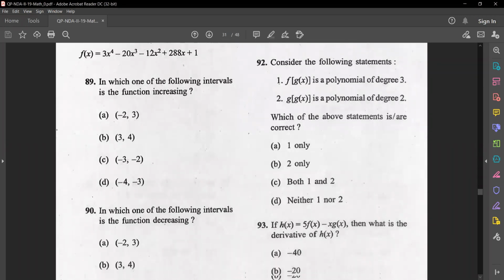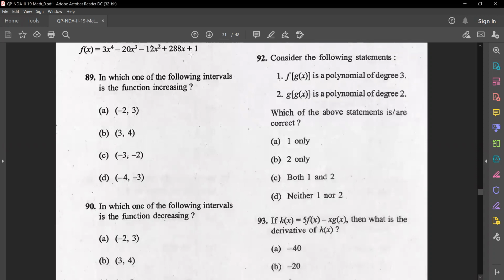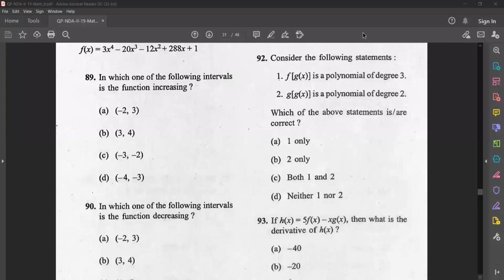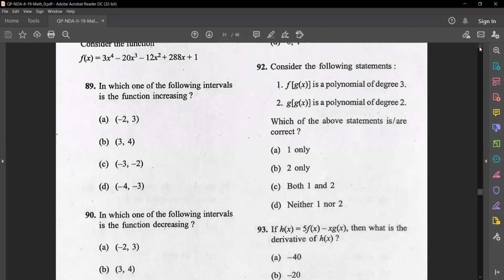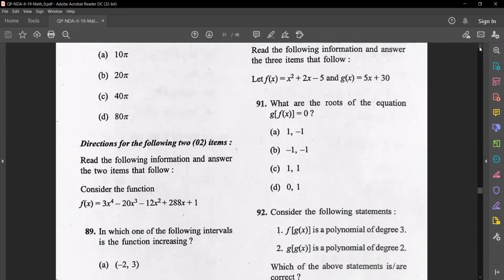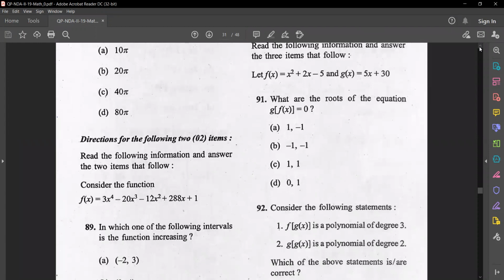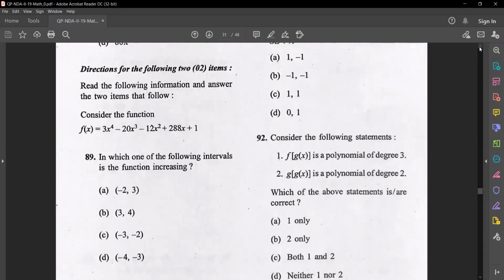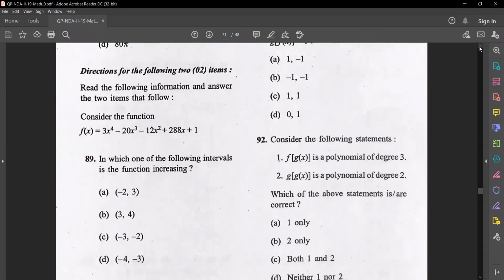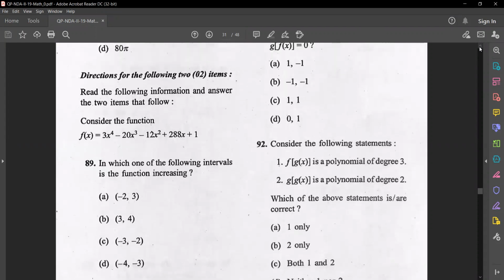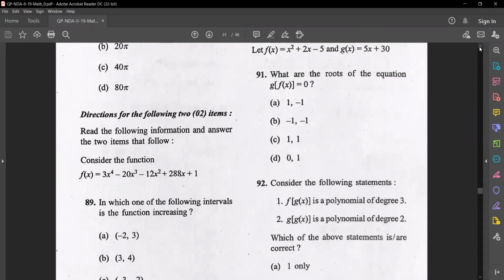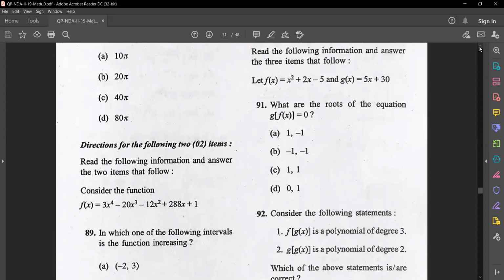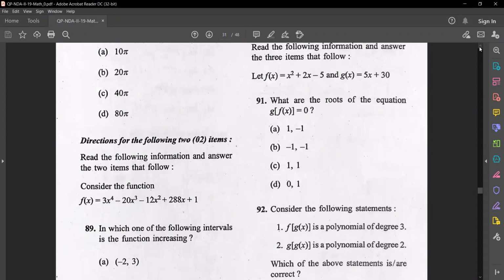Consider the following statements. 1: f of g of x is a polynomial of degree 3. 2: g of x is a polynomial of degree 2. Which of the following statements are correct? 1 only, 2 only, both 1 and 2, neither 1 nor 2. I'm showing the equations again. This is a sub question of the other question.